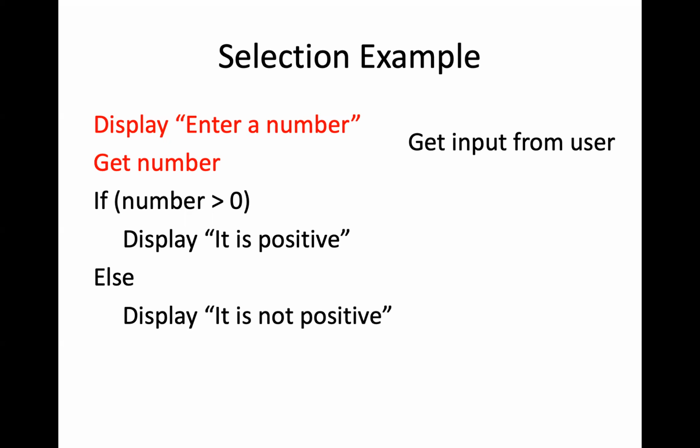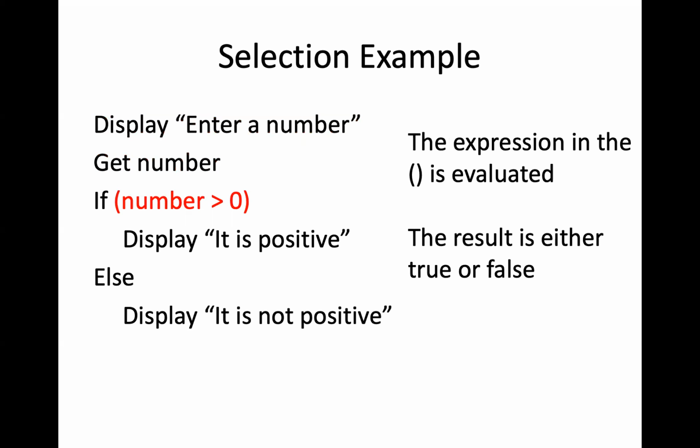So now we have a selection construct. We have an if-then-else, and what we're going to do is look at the condition in the if-then-else construct, and the condition here is number greater than 0. So number greater than 0 is an expression in pseudocode, and remember that expressions are things that evaluate to some value.